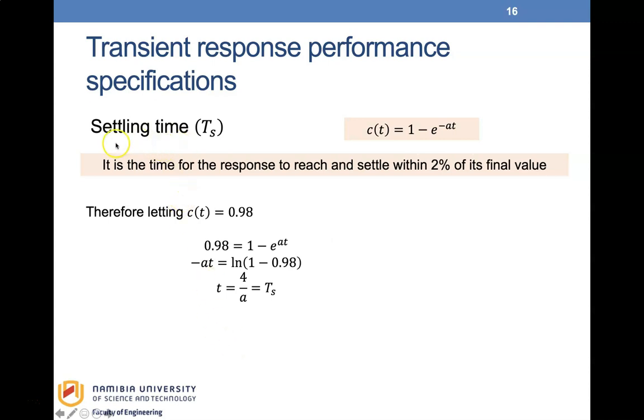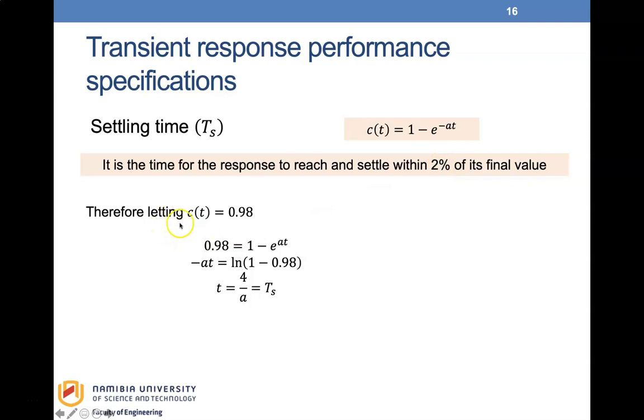Then the next specification is settling time. So c(t), again, this is our first order equation. The settling time is the time for the response to reach and settle within 2% of its final value. Again, this specification can be specified differently for different companies. For us, we will use the 2%, which is used in most textbooks, and this is a fairly good specification to use.